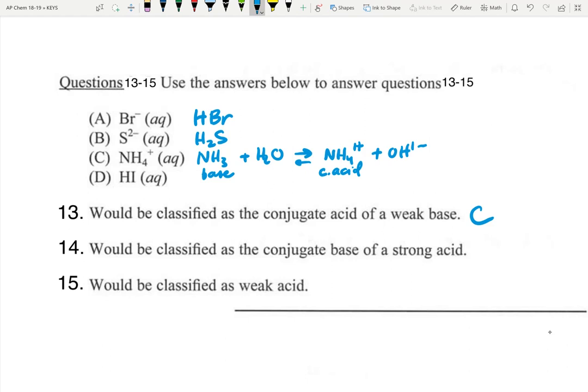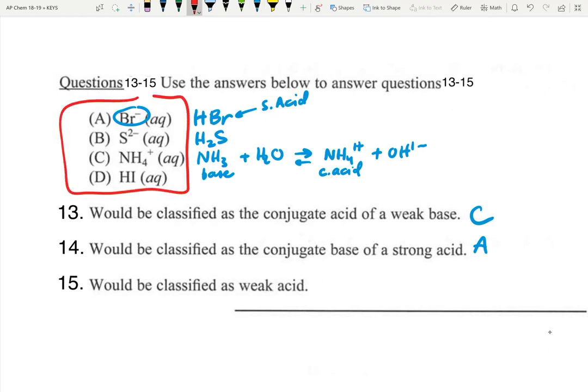Which of these would be classified, number 14, as the conjugate base of a strong acid? Well, here's our strong acid. This is a strong acid. So this is a conjugate base of that strong acid. Therefore, A is our answer for 14. And 15, which would be classified as a weak acid, just as it's written here. Okay, which of these 4 things would be classified as a weak acid, right?